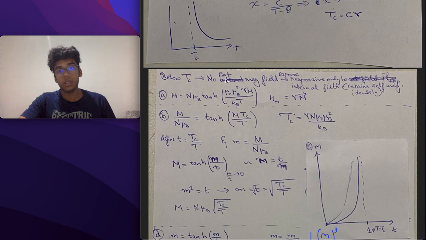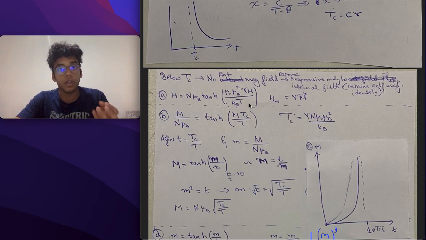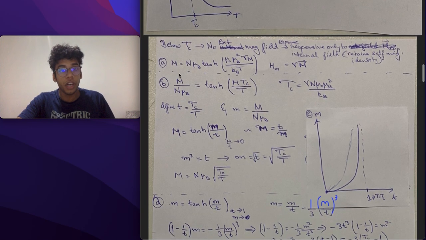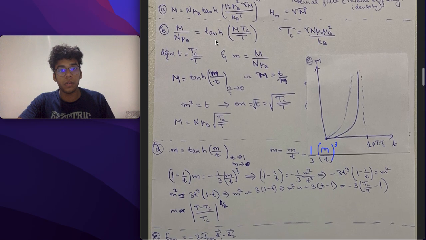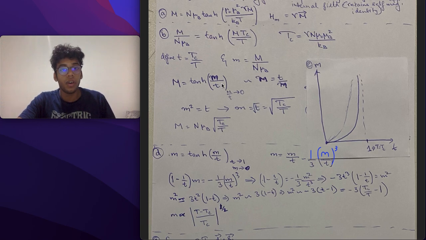So below the Curie temperature, we consider there is no external magnetic field, and there is just an internal magnetic field, at first, to make life easier. So M is given by n mu naught tanh of gamma M mu naught mu B square by kBT, and Hm, which is the internal field, is given by gamma M as before.